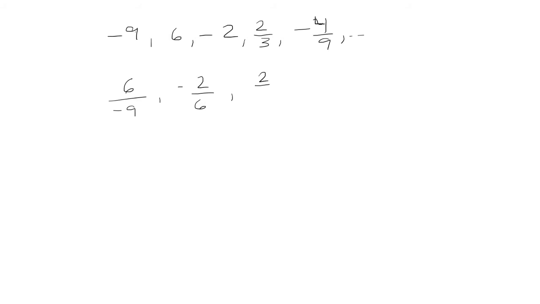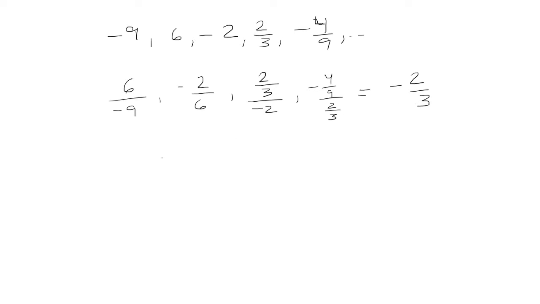I want to find the nth term of the sequence below, starting with n equals 0. That's negative 9, 6, negative 2, 2/3, negative 4/9, etc. So if we notice the ratio here, we get 6 over negative 9, negative 2 over 6, 2/3 over negative 2, and negative 4/9 over 2/3. So all of these ratios are going to equal negative 2/3.